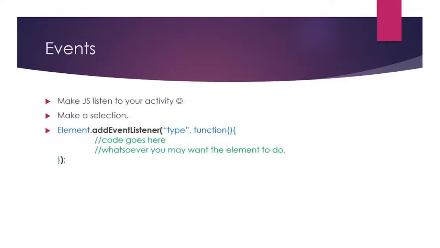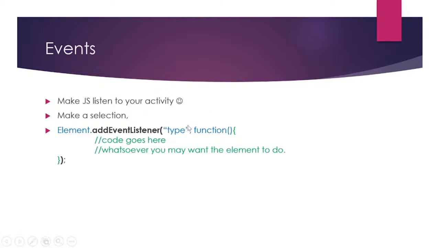Events. This part tells JavaScript to do something when the user does a particular thing. For example, if I click on it, or if I hover my mouse pointer over something, or if I press the arrow keys, then it adds an event to show the interactivity. With this add event listener function, I tell JavaScript to listen for my activity: listen for a click, listen for a hover, or anything like that.